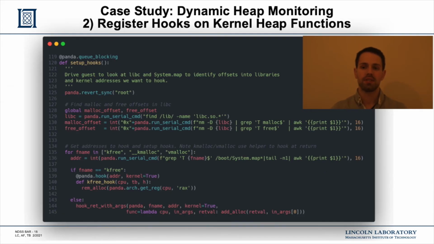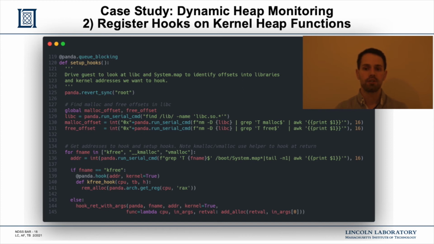Once we have these addresses, to start we're going to set a hook using the decorator panda.hook at the address of kfree. This is shown in lines 140 through 142. When kfree is called, our Python function will run. We'll grab the value in rax, which is the address of the buffer being freed, and we'll record that using a little helper function, remalloc.